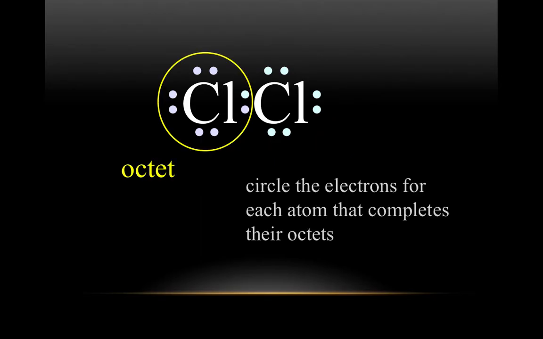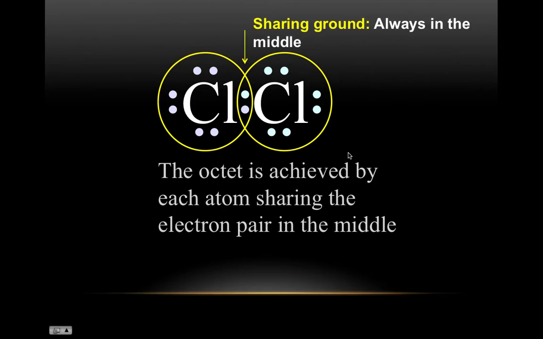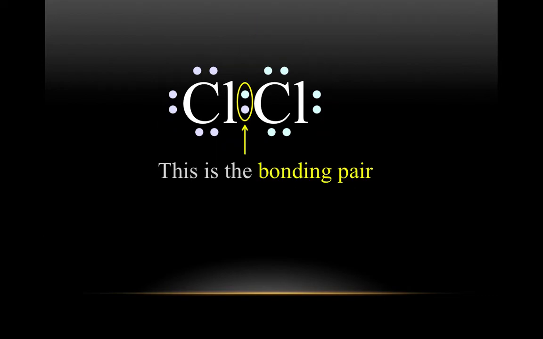The way we know that our octet is full is we circle it kind of like a Venn diagram, and then the area in the center represents the amount of electrons that are being shared. In this case, we have an electron pair in the middle, so the overlap between the two is going to be our pair that's shared. We call that the sharing ground, and we always want to make sure that the sharing ground is in between both of our atoms, because if you're sharing something, you want to make sure both atoms can reach what is being shared. Because there's just one pair, that's called a bonding pair, and it's a single bonding pair because there's one.